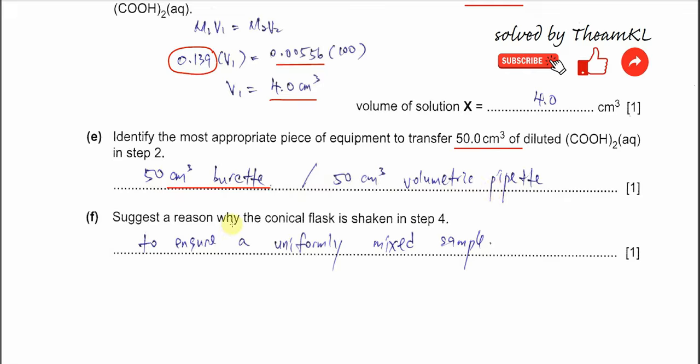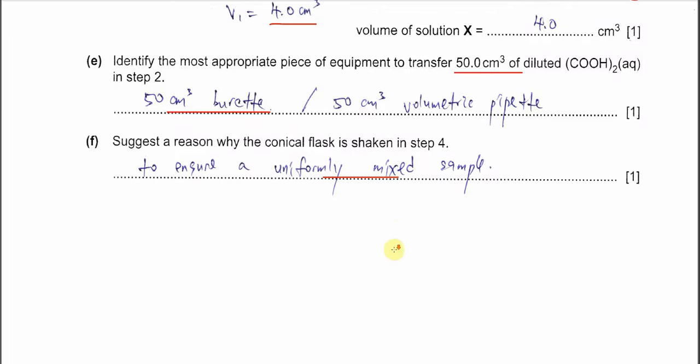Suggest a reason why the conical flask is shaken in step 4. Oh, this is very easy. Whenever we shake, it means we want to make sure the sample mixes evenly, right? Uniformly mix the sample.